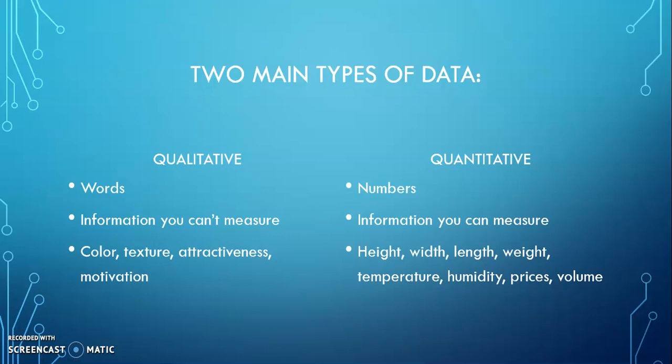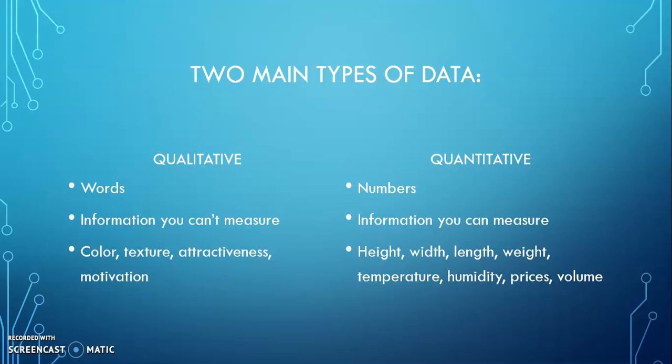Quantitative data is the data of numbers. Quantitative, you should see the root quantity in there. So quantity tells you about an amount. So this is for any data that you collect that you can measure, that you can use a ruler, or you can use a thermometer, or you can use a scale. Any of those things, you can actually get a number.